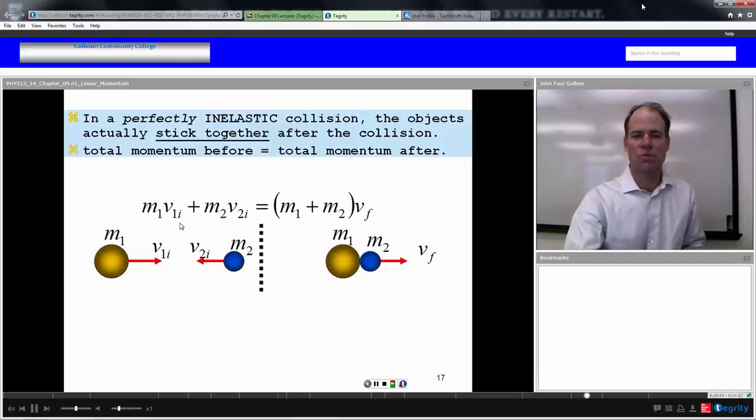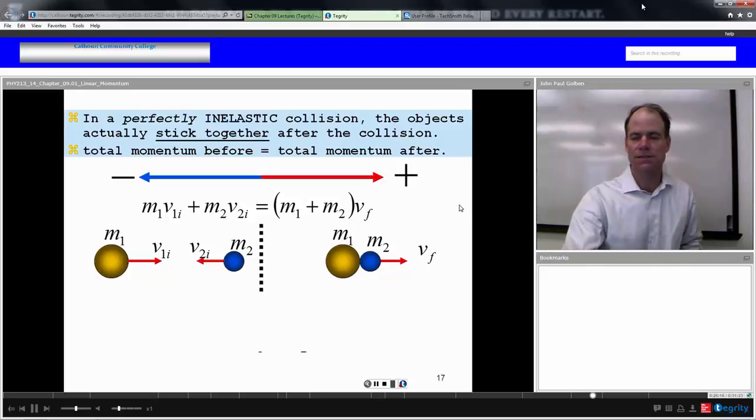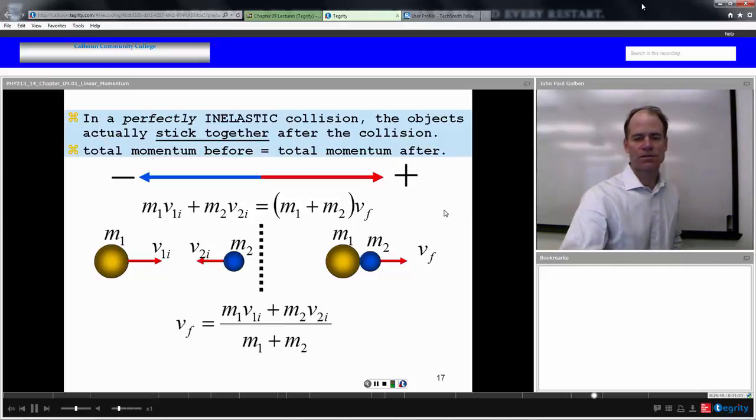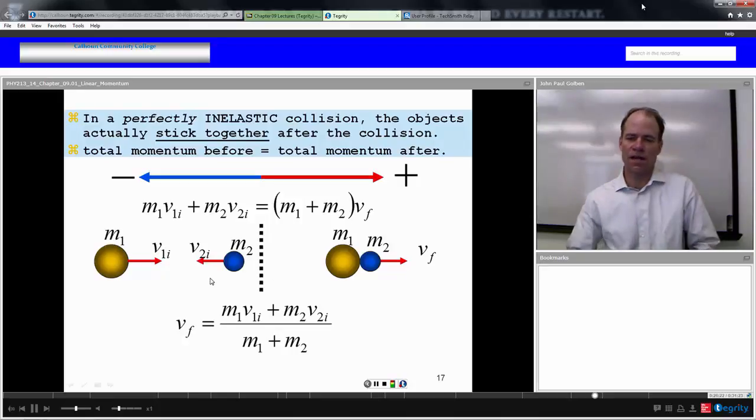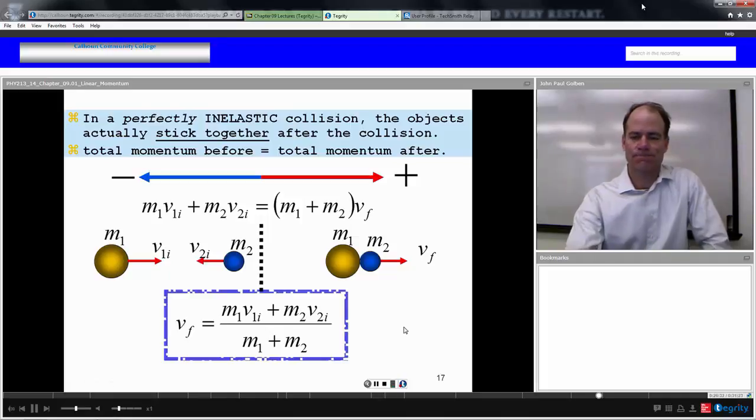So we have that our momentum beforehand, mass times velocity initial for mass 1 and mass 2, that's our total momentum initially, should equal our total momentum finally, which would be the total mass times their common final velocity. So initial equals final, hence we can solve for this final velocity. That is the initial momentum of the system, mass times velocity for mass 1 and mass 2, divided by the total mass of the system. Only for a perfectly inelastic collision where things stick together.